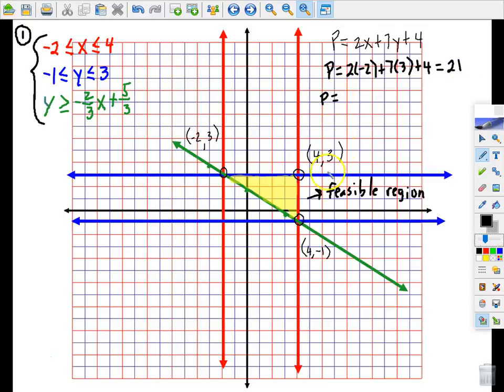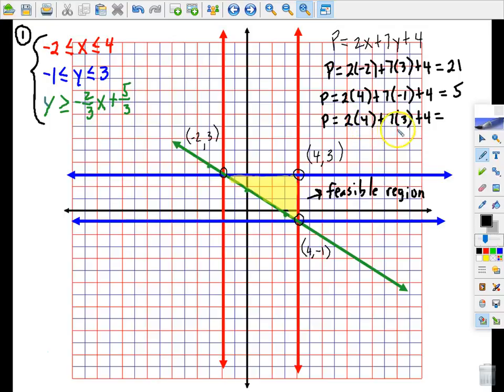Okay, let's do another vertex. Let's just do this one in here. x is 4, and y is -1. All right, this is 8 plus -7, which is 1, plus 4 is 5. And we got one more. So x is 4, and y is 3.